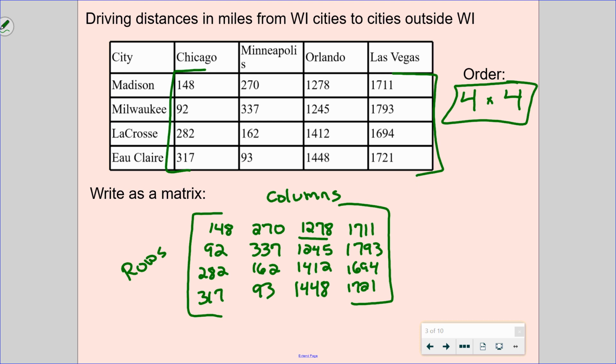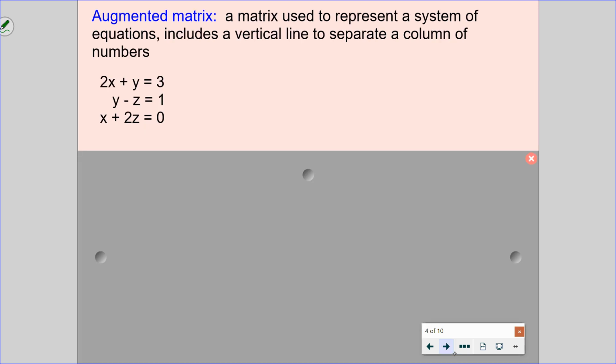Right? That's going to be an important piece of information as we go through. And now this is a very basic matrix. This is as basic a matrix as you can possibly have. There are different types of matrices, the plural form, that we actually have. The first one is something called an augmented matrix. So you can fill this piece of information in. It says it's a matrix used to represent a system of equations, and it includes a vertical line to separate a column of numbers. This is the most important part that you will see about the augmented matrix, and it's going to make your life super easy.